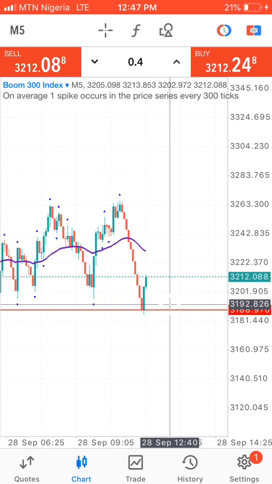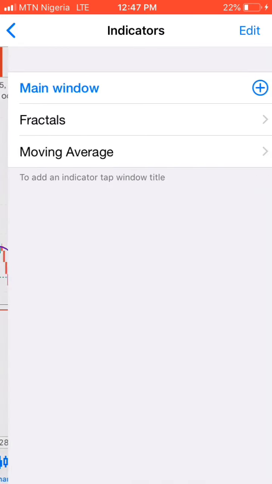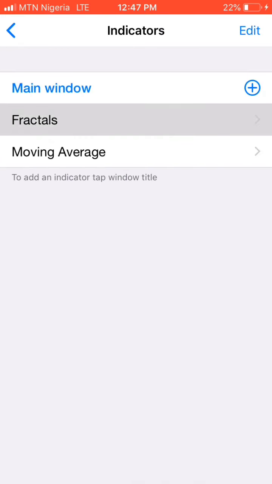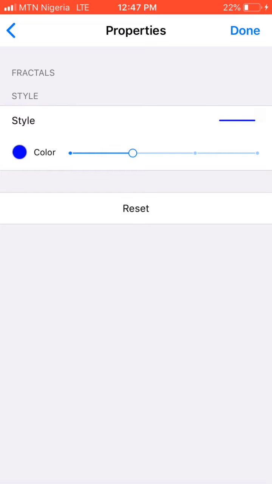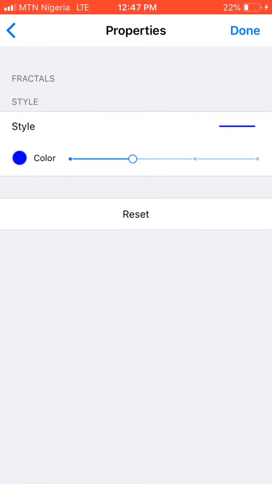So I'm going to show you guys the indicator settings, of course, that I used. It's not a lot, it's just simple. I'm going to show it to you guys, and you're going to click on the F. As you can see, I said I use fractals, and the fractals is just default. You don't really need to put anything. The only thing I did was I changed the color and increased the size.